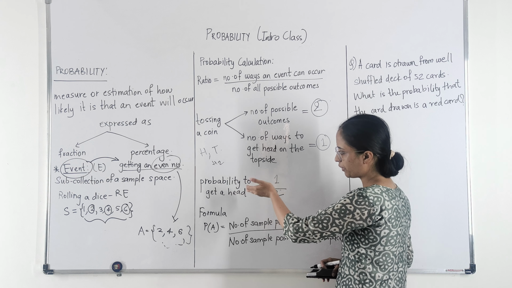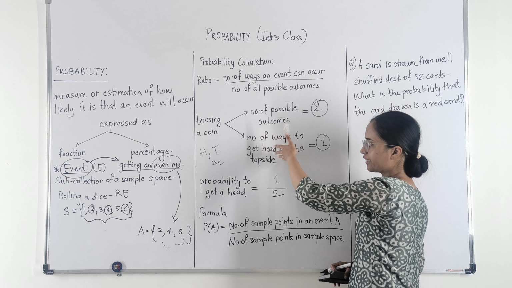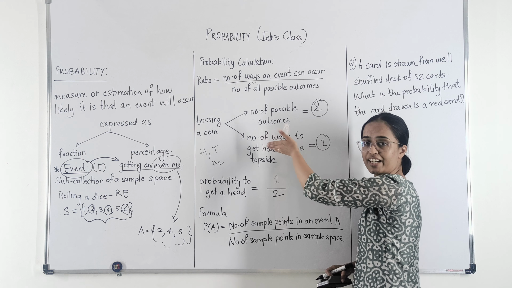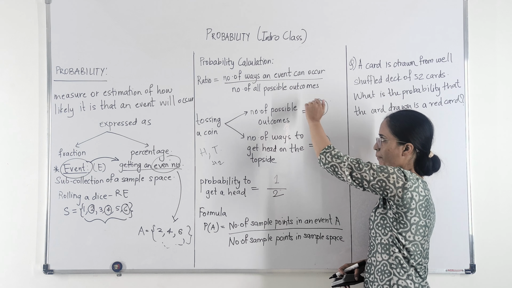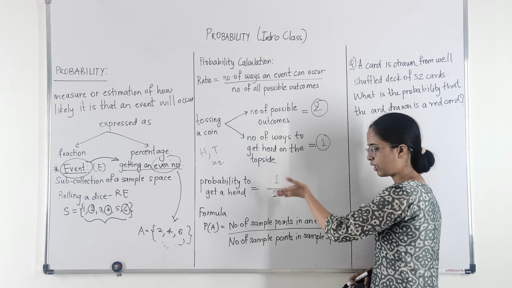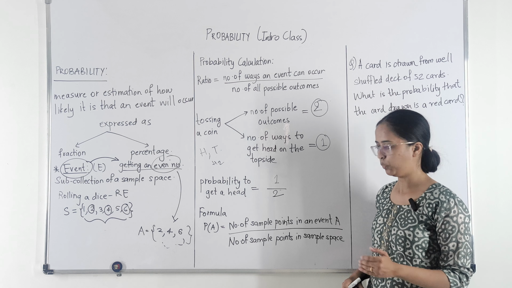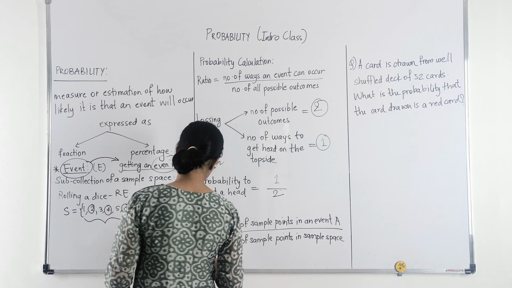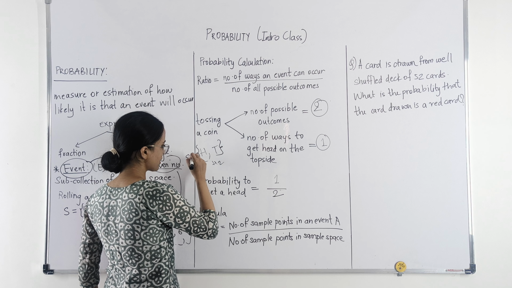So the probability to get head is nothing but the number of ways an event can occur. How many ways can the event of getting a head occur? Just 1 out of those 2, upon the total number of possible outcomes, which is 2. So the probability to get a head is 1 by 2, because out of the 2 possible outcomes, 1 is head. So the probability is 1 upon 2. The formula is, first of all, see the notation. Again, why have I written capital A? Because this is the sample space. This is our sample space.